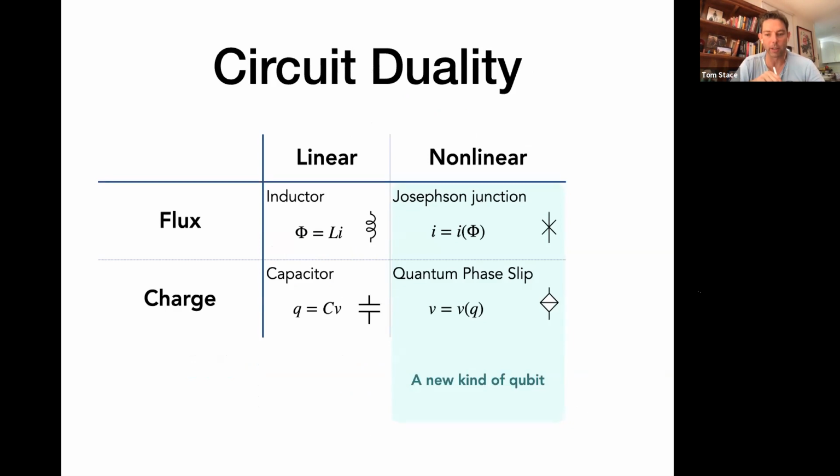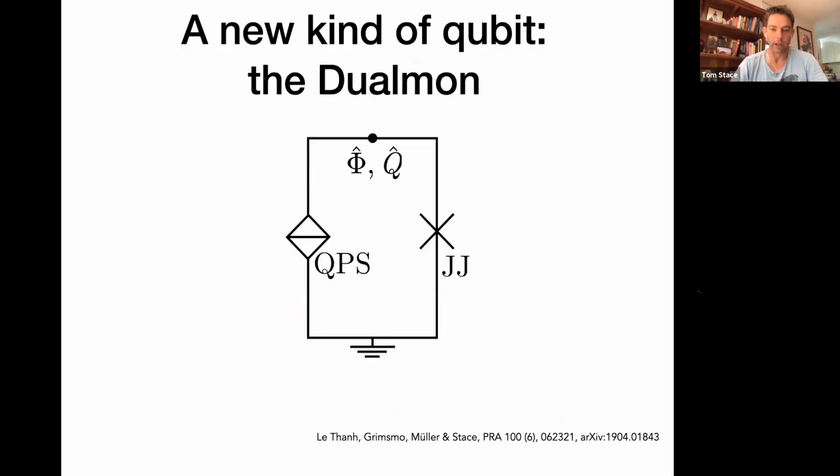So the new kind of qubit that I want to talk about is the last combination that I can form between flux and charge devices in this table. So I'm going to take both nonlinear elements, the Josephson junction and a quantum phase slip junction, and put them together in a circuit. And that's the thing that I'm referring to as a new kind of qubit. And here's a picture of it. A quantum phase slip device and a Josephson junction in parallel.